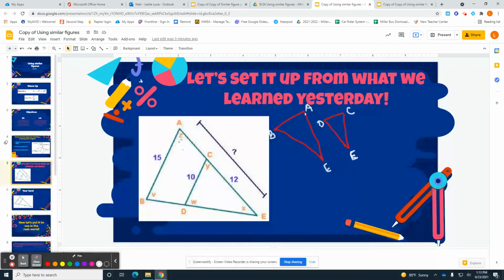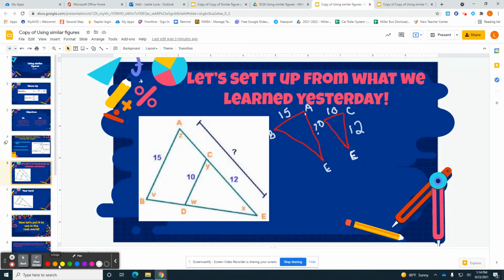So this tells you that this side is 15. This side, we don't know our measurement. That's why we have this line here that tells us the whole side and has a question mark. So since we don't know that side, I'm going to go ahead and put a question mark. Then it tells you that our side DC is 10, okay, and our side CE is 12.